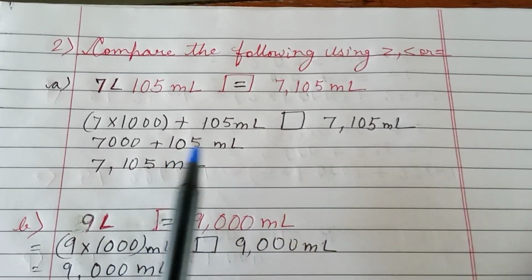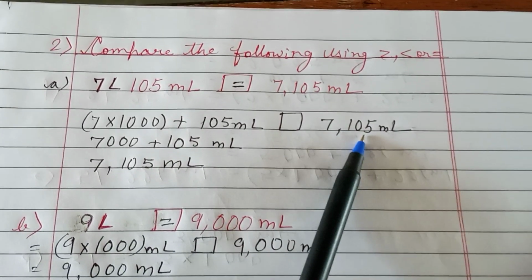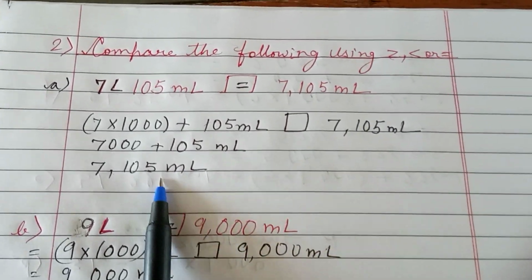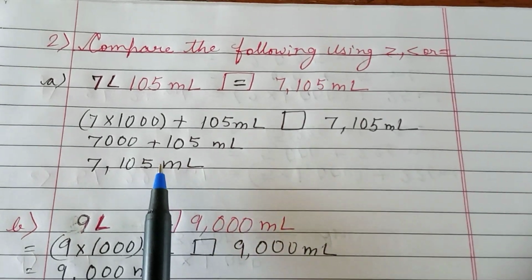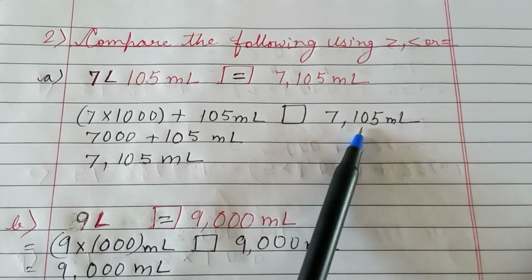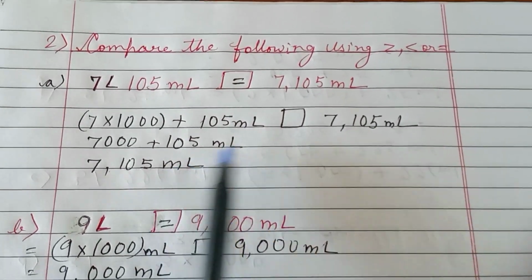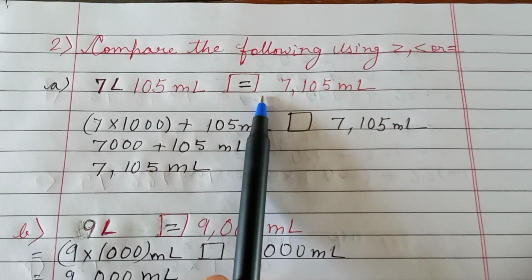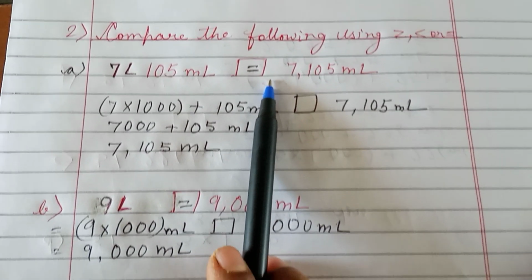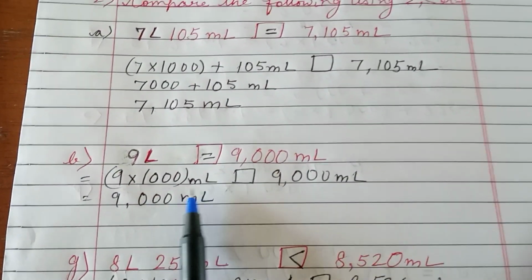And now we have at the right hand side 7105 ml. So you may look, children, both numbers are the same, 7105 ml, 7105 ml. So both are the same, no? So you will put here equals to sign. I hope it is clear.